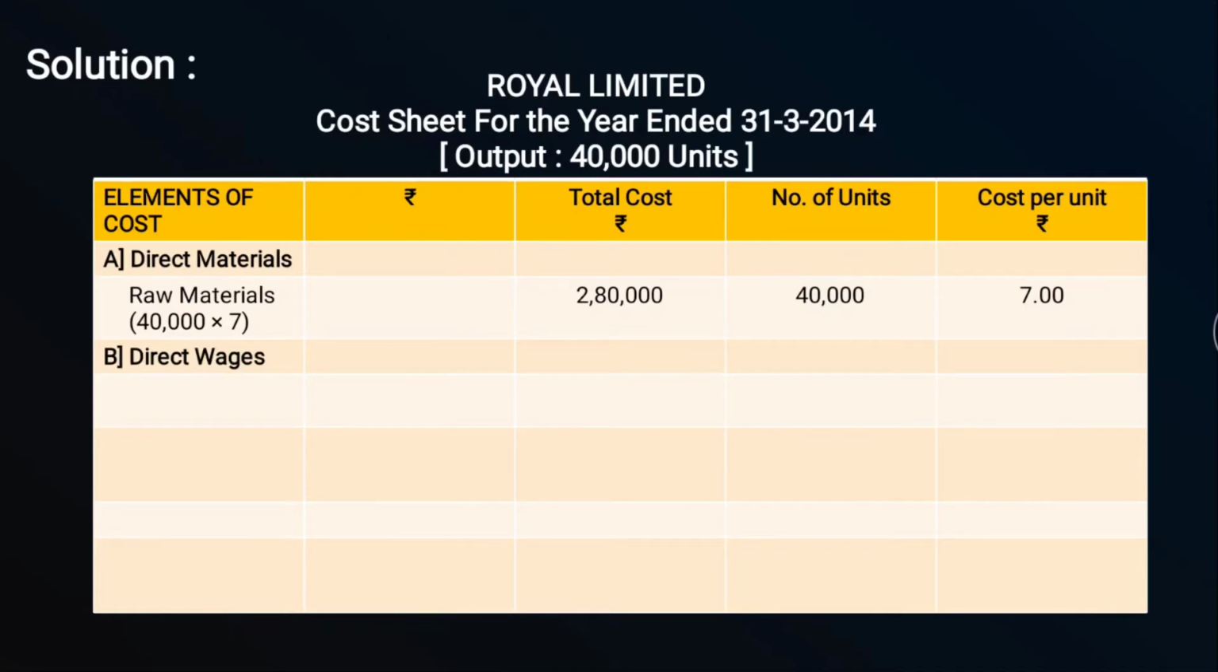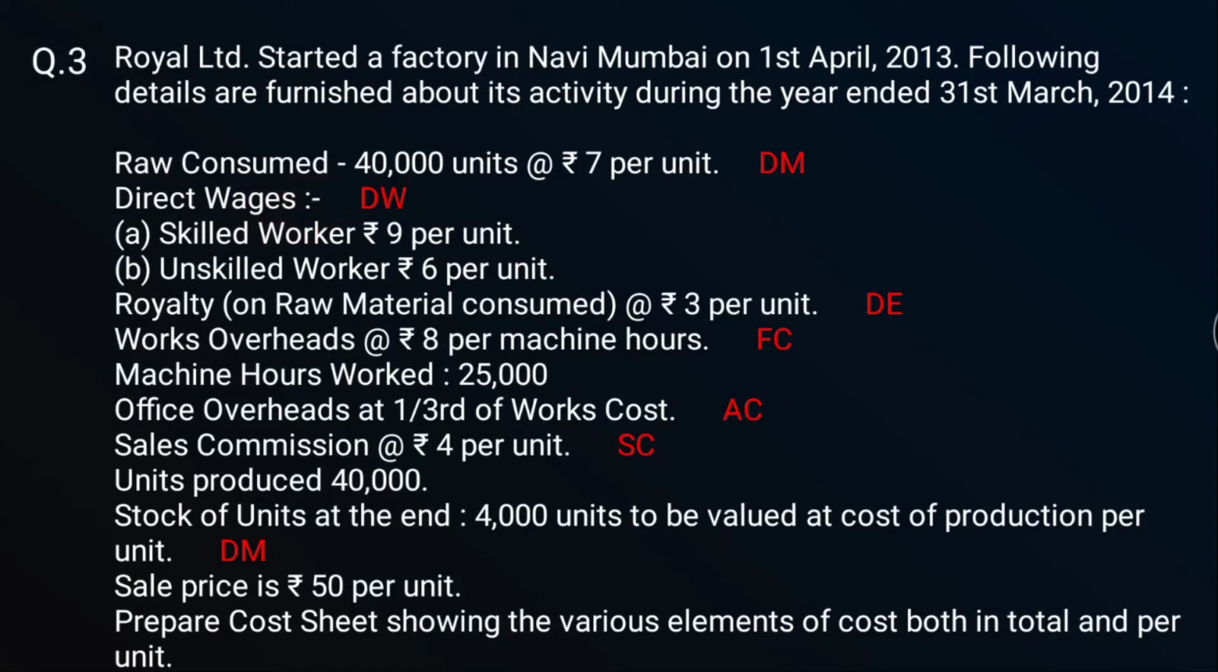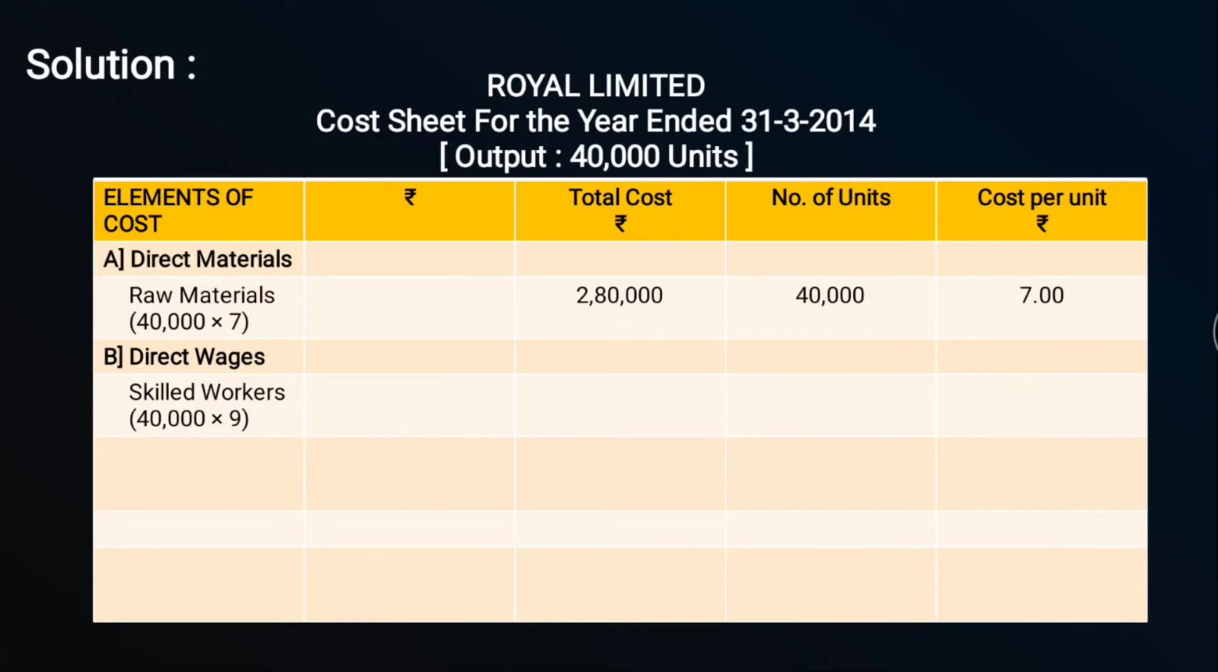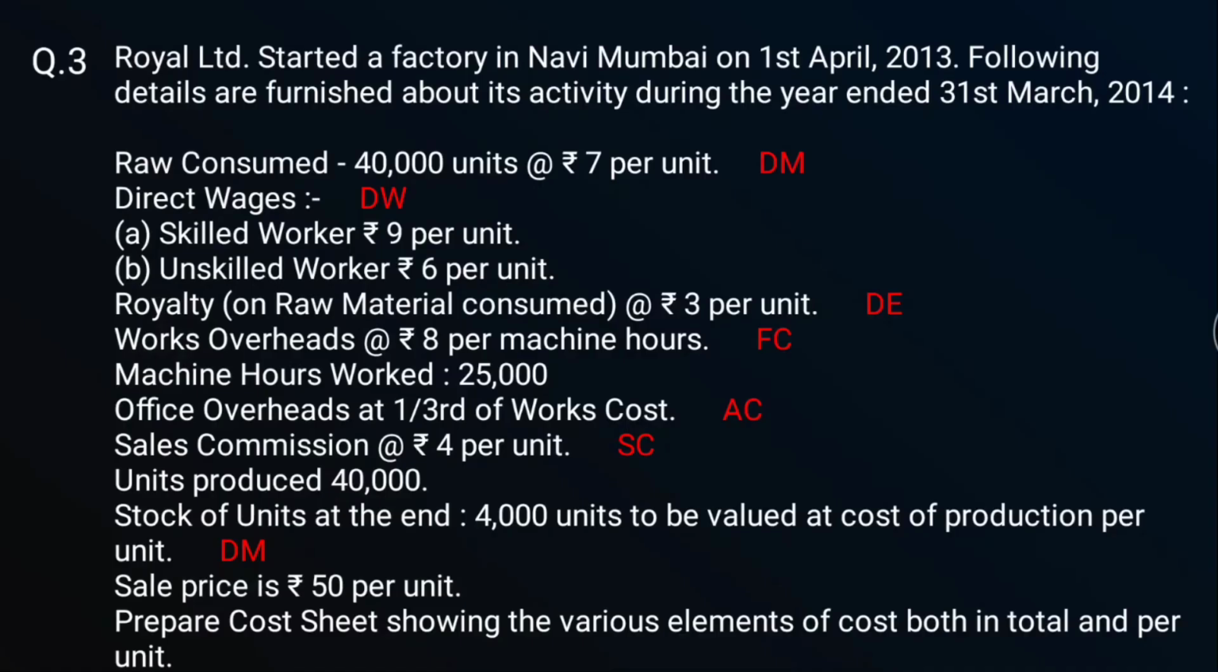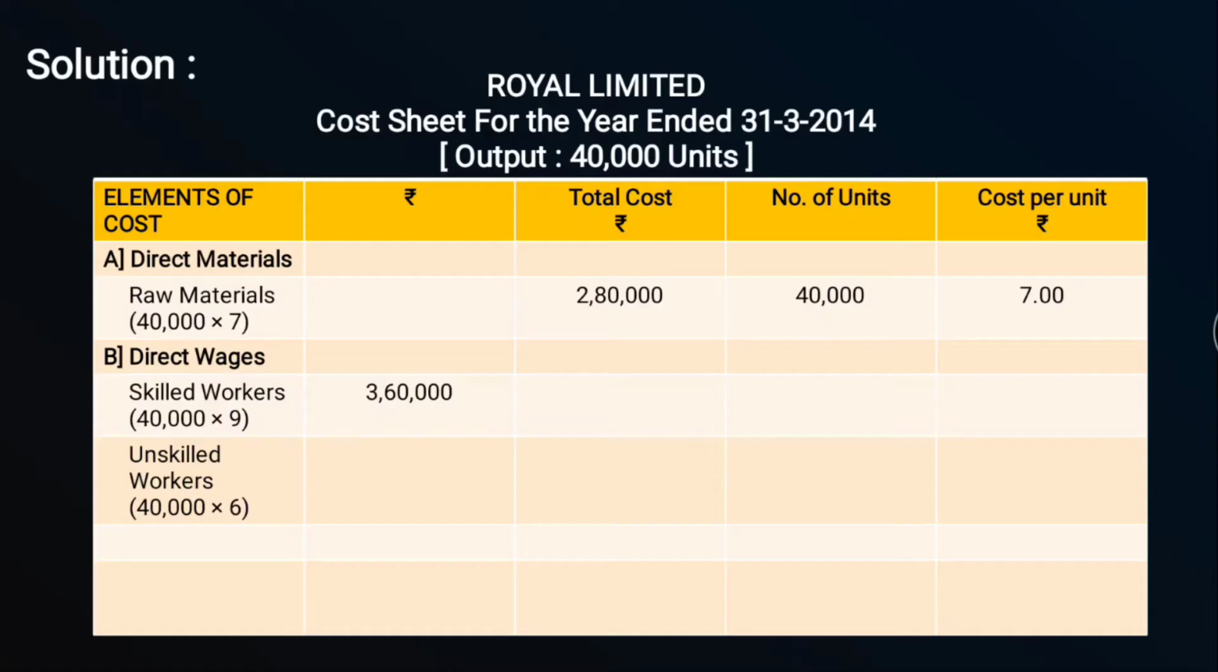Part B, direct wages. Direct wages, part A, skilled workers at the rate of 9 per unit. So skilled workers 40,000 units at the rate of rupees 9. So the total amount will be 3,60,000. Part B, unskilled workers, rupees 6 per unit. So unskilled workers 40,000 units into 6, which will be rupees 2,40,000. So the total amount will be rupees 6 lakhs. Number of units will be 40,000 and cost per unit will be rupees 15 per unit.